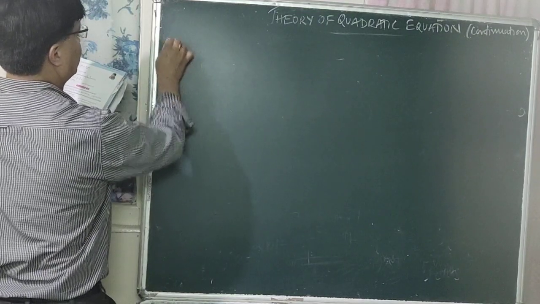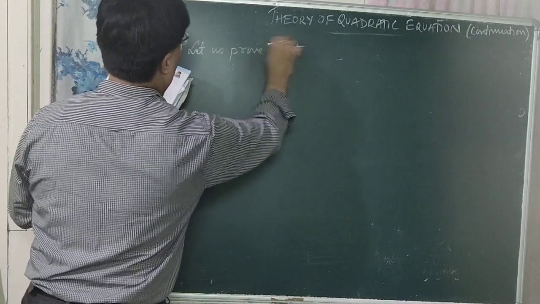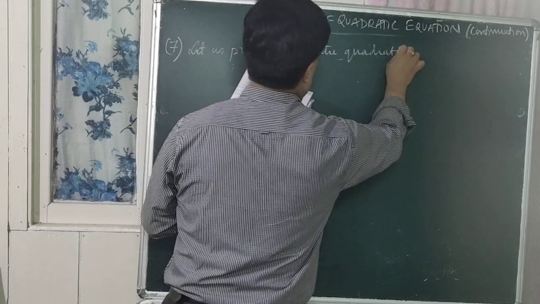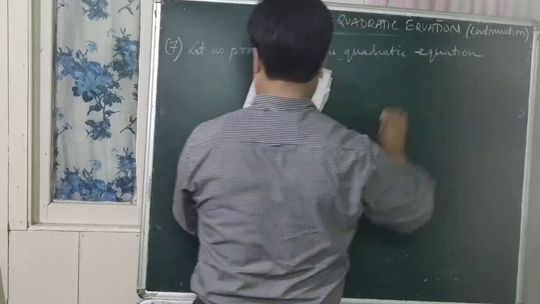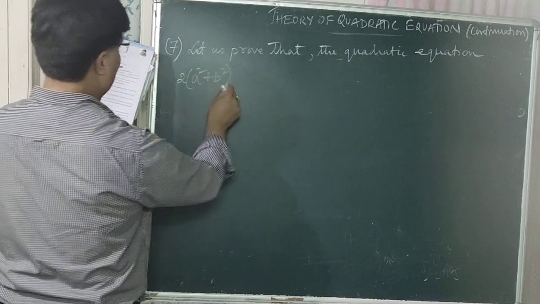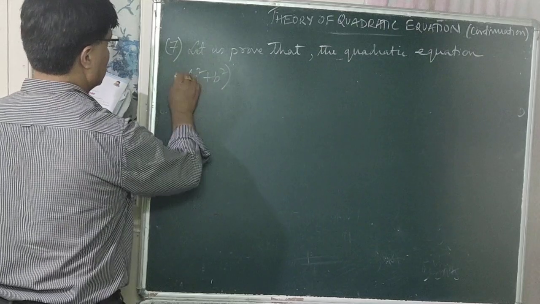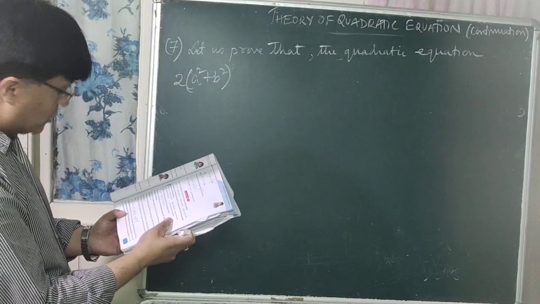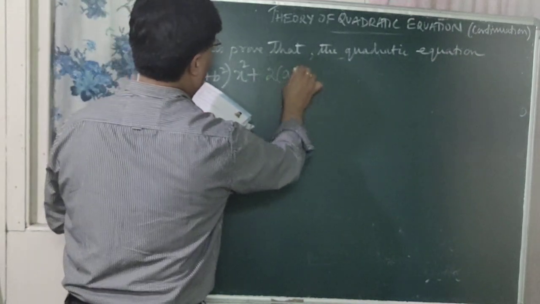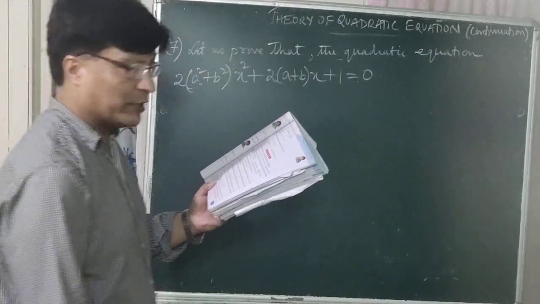Now let us do question number 7. Let us prove that the quadratic equation 2 into a square plus b square into x square plus 2 into a plus b into x plus 1 is equal to 0 has no real root. Not 2, sorry. Yeah, it is 2, sorry.